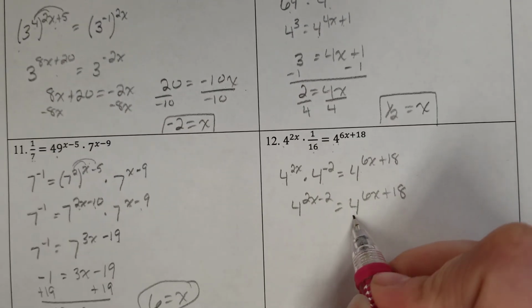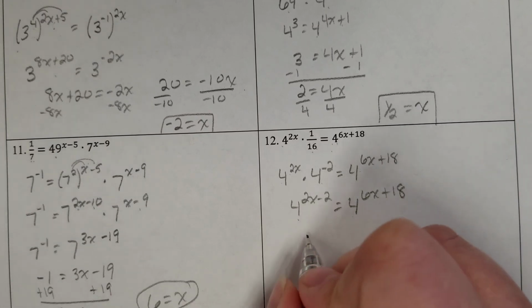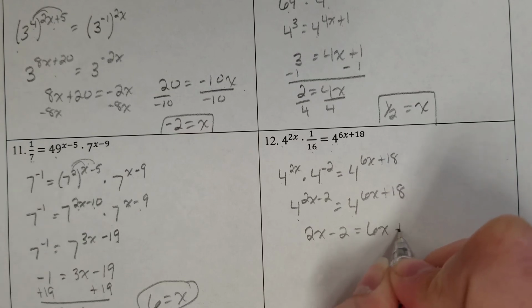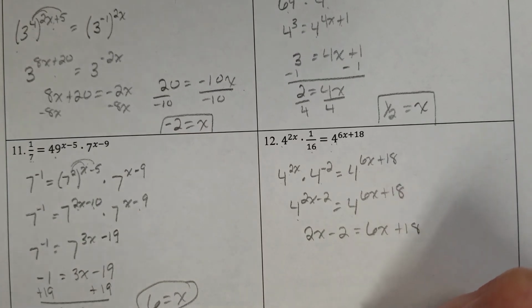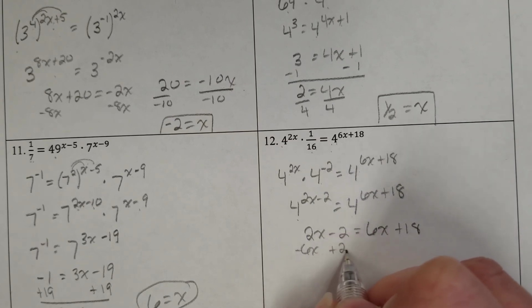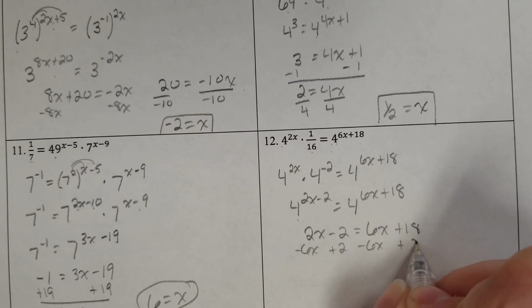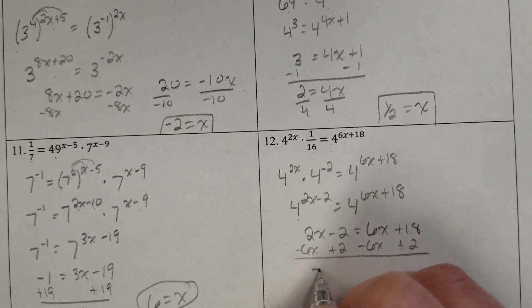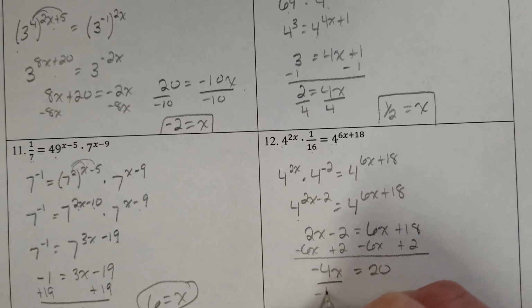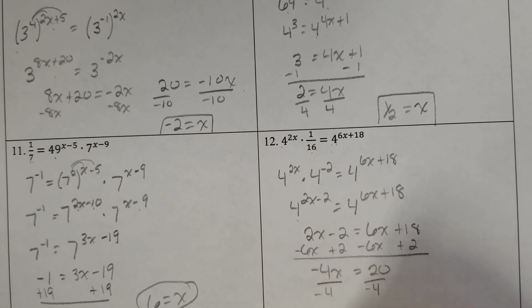And now that we have our common base, we can set our exponents equal. So we have 2x minus 2 equals 6x plus 18. And just to save some space, we're going to subtract 6x and add 2 at the same time. So we have negative 4x equals 20. And we're going to divide by negative 4. So that x equals negative 5.